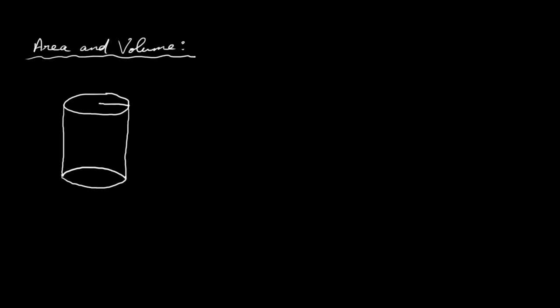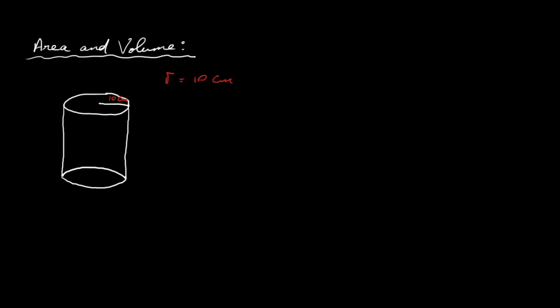Okay, so in this video on area and volume, I'm going to have a look at some questions revolving around cylinders, spheres, cones, and cuboids. So let's have a look at this question first. This one here involves a cylinder. I'm going to say the cylinder here has a radius of, let's say, 10 centimeters. So R here is equal to 10 centimeters.